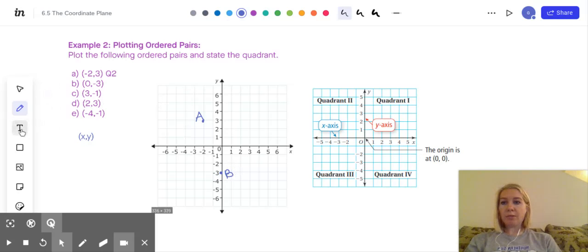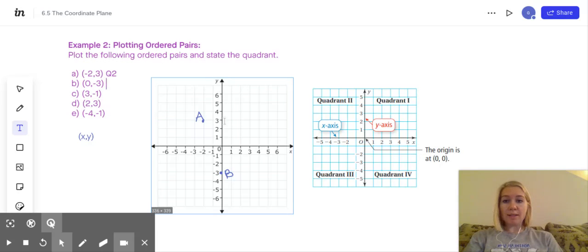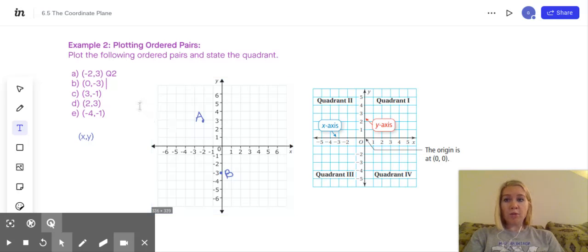Okay, and then we need to state what quadrant. Oh, but it's right on the line. So when that happens, we're just going to state what line it's on. Let's see. So is it on the x-coordinate or the y? Well, x is this number line that's straight across, so it's not on the x-coordinate. Let's see. It is on the y-coordinate, though. So instead of writing a Q, 1, 2, 3, or 4 for which quadrant, we're just going to write y-axis. Because it's on the y-axis, it's on the y number line.